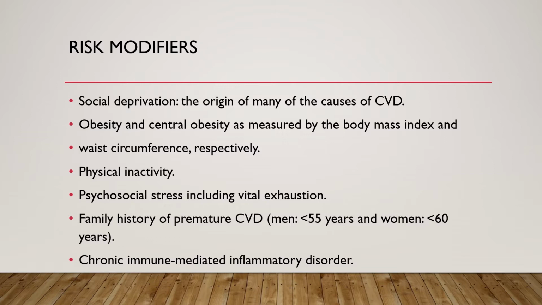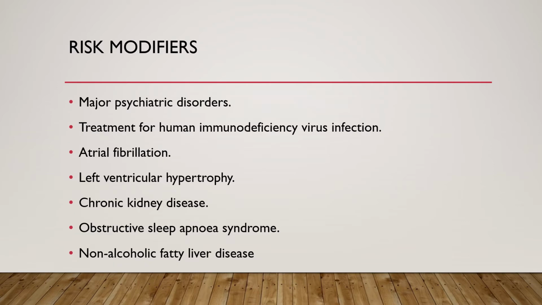As for the risk modifiers for these calculators, you have to keep in mind that social deprivation may also cause cardiovascular disease. Patients who are obese or have central obesity, who have an increased body mass index, or who have metabolic syndrome, all could modify the risk for cardiovascular disease. Physical inactivity also modifies the risk, as does psychosocial stress, including vital exhaustion. A family history of premature cardiovascular disease, defined as men less than 55 years of age and women less than 60 years of age with cardiovascular disease, is also a risk modifier. Chronic immune-mediated inflammatory disorders modify the risk for these patients.